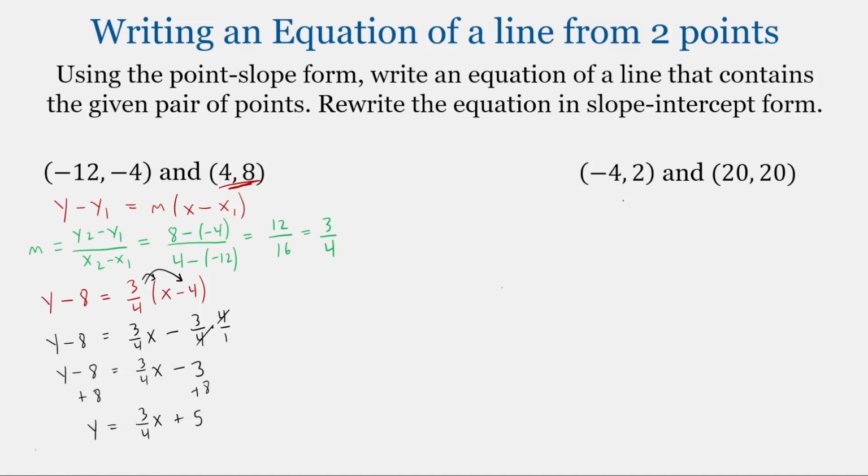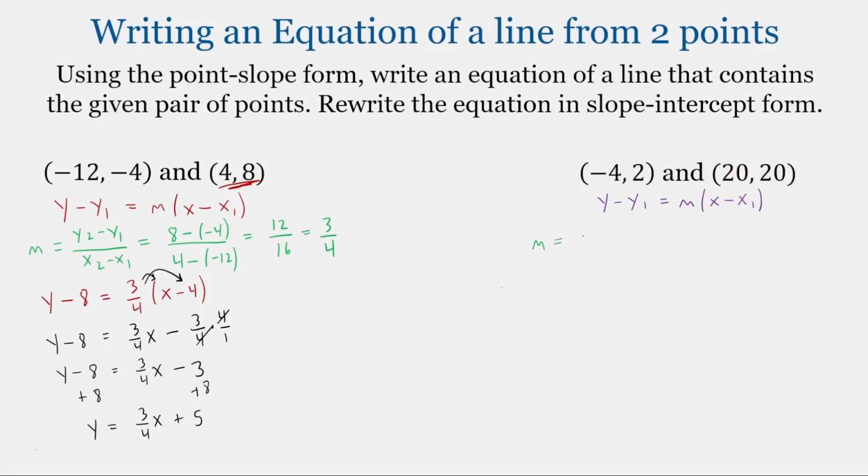Let's look at this second problem. We have the points negative 4, 2, and 20, 20. Again, we're going to use that point-slope method. So y minus y sub 1 equal to the slope times x minus x sub 1. Again, we need both a point, this x sub 1, y sub 1, and we need the slope. We already have a point. We have 2 points. So let's find that slope.